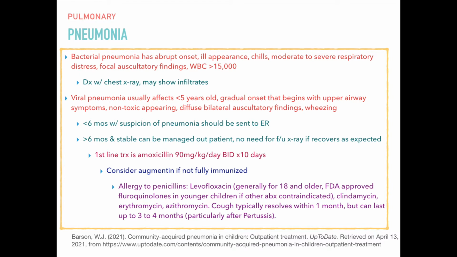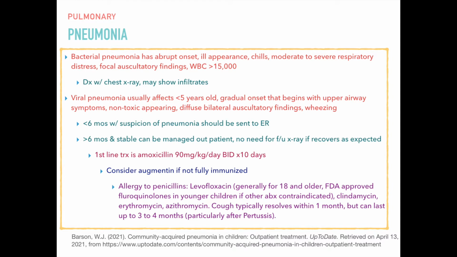A viral pneumonia usually affects a population younger than 5 years old. There's more of a gradual onset that begins with those upper respiratory symptoms. They don't appear toxic. And then on auscultatory exam, they have diffuse bilateral findings, perhaps wheezing. So less than 6 months with a suspicion of pneumonia, those patients should be sent to the ER. If they're greater than 6 months and they're stable, they can be managed outpatient.